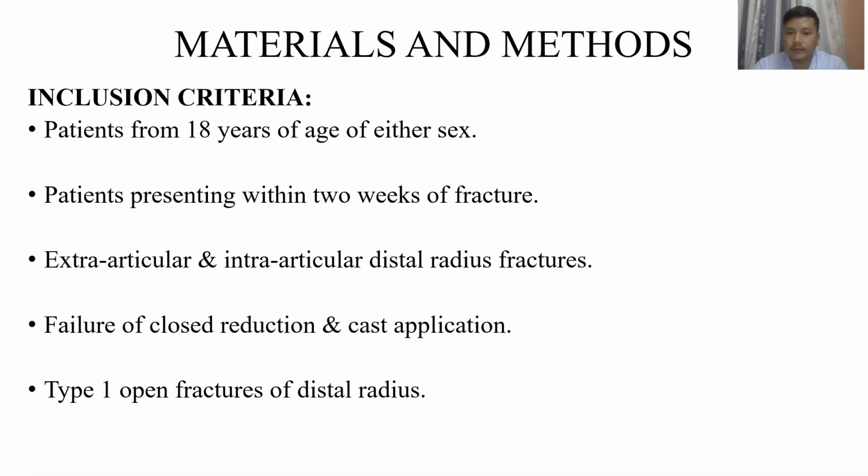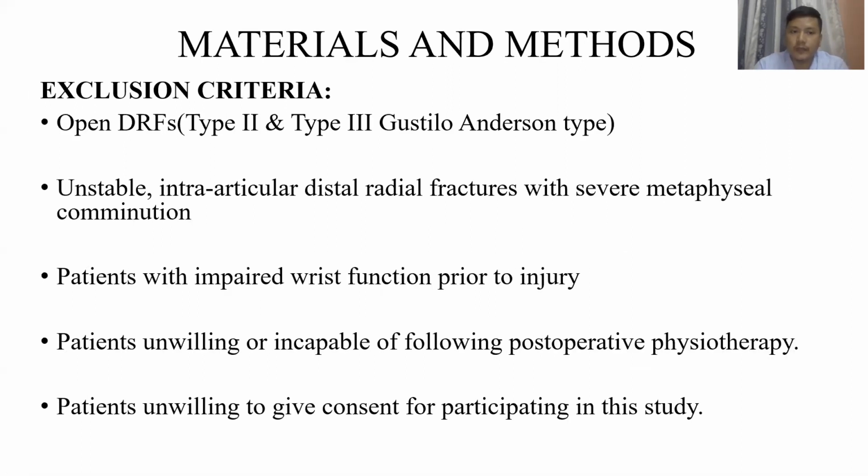fractures, extra-articular and intra-articular distal radius fractures, failure of closed reduction and cast application, and type 1 open fractures of the distal radius. Exclusion criteria were type 2 and type 3 open fractures, unstable intra-articular distal radius fractures with combination, patients with impaired wrist function prior to injury, patients unwilling or incapable of following post-operative physiotherapy, and patients unwilling to give consent for participating in this study.